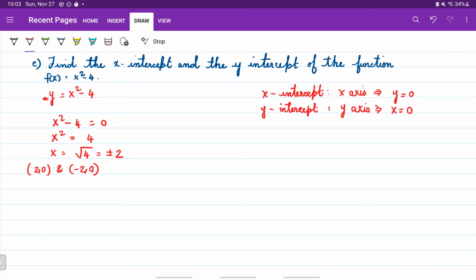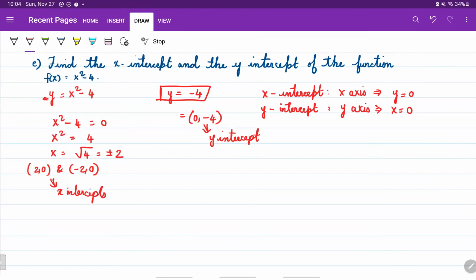Now let us find the y-intercept. So y-intercept is when x is 0. So wherever there is an x, you substitute a 0. So you get 0 squared, which is 0, minus 4. So right there you have your answer, y equals negative 4. Let us write it as an ordered pair. So our y-intercept is (0, negative 4). And this is our x-intercept. Both of them.